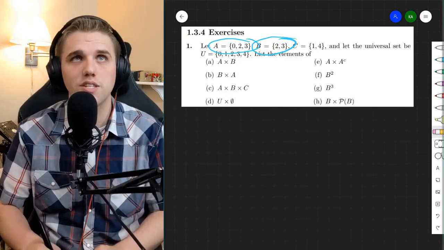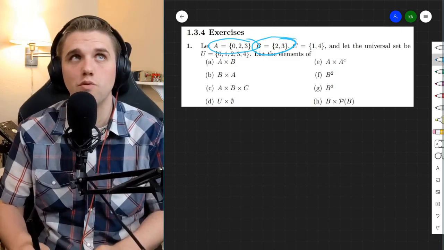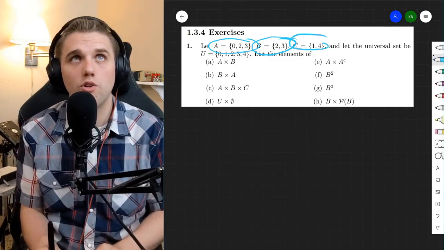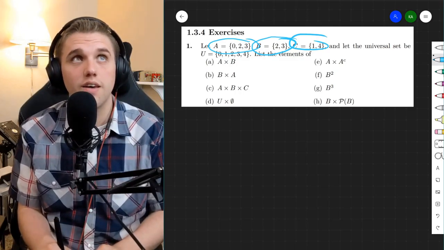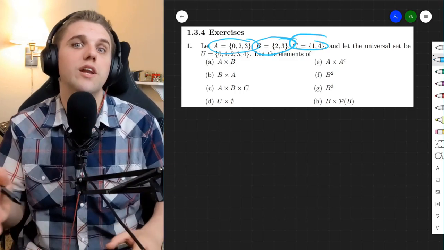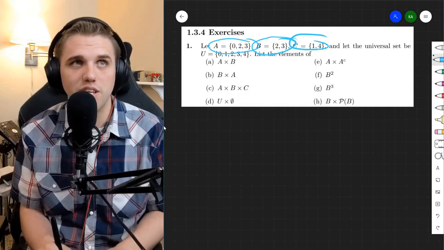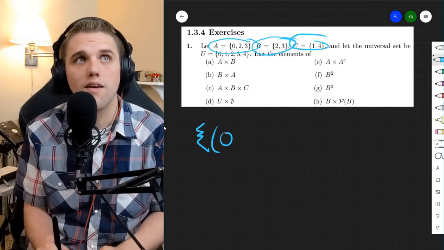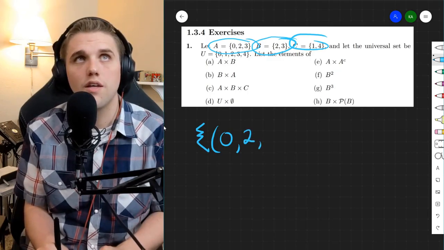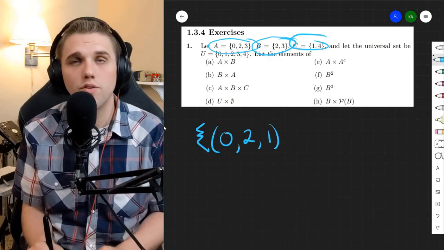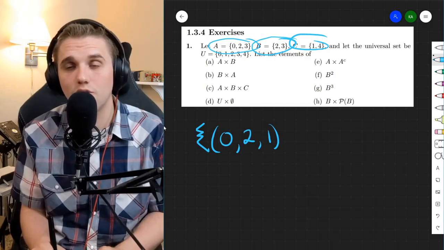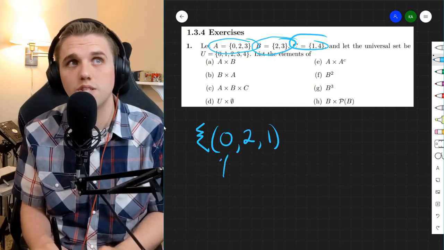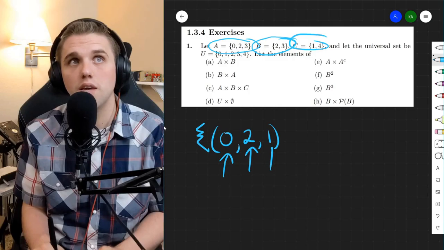I like this problem because it slowly increases in difficulty as we move forward. So now we're including set C. In this case, this is kind of like a three-dimensional representation of all the ordered pairs. So our first one comes from A, second one comes from B, third one comes from C. And so that's a point in this cross product where 0 is in A, 2 is in B, and 1 is in C.